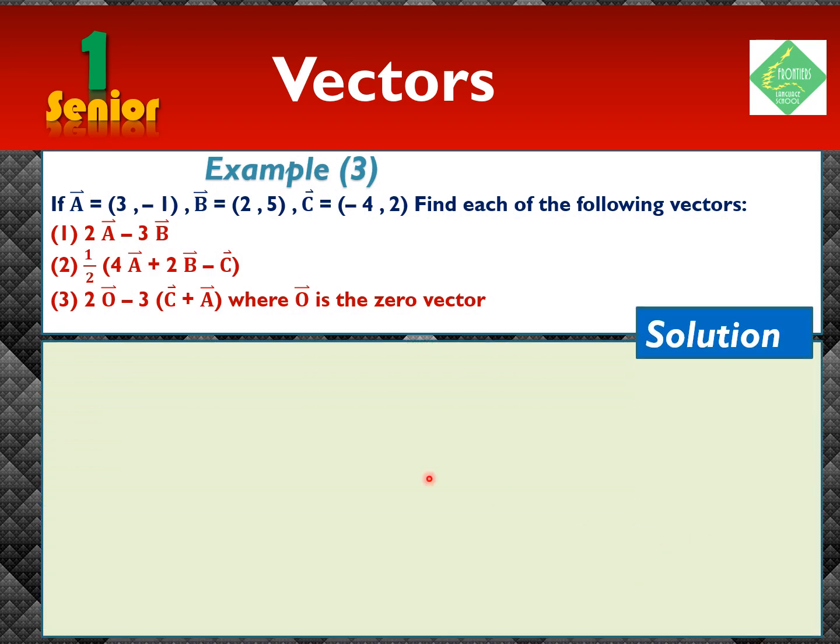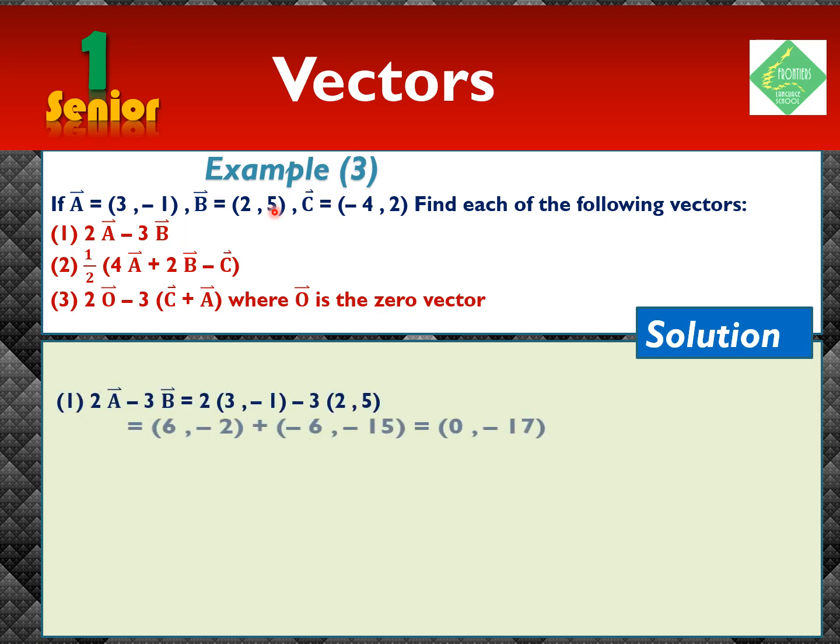Let's take example 3. If A is 3 and negative 1, B is 2 and 5, C is negative 4 and 2, find each of the following vectors. 2A minus 3B. 2A means multiplying 2 by A: 2 multiplying 3 is 6, and 2 multiplying negative 1 is negative 2. So 2A is 6 and negative 2. And minus 3B: 3 multiplying 2 is 6, 3 multiplying 5 is 15. So it will equal 6 and negative 2 plus negative 6 and negative 15, which equals 0 and negative 17.